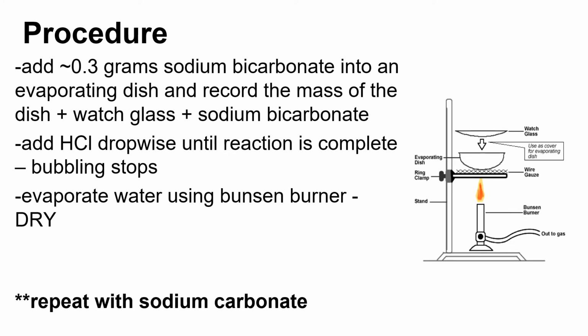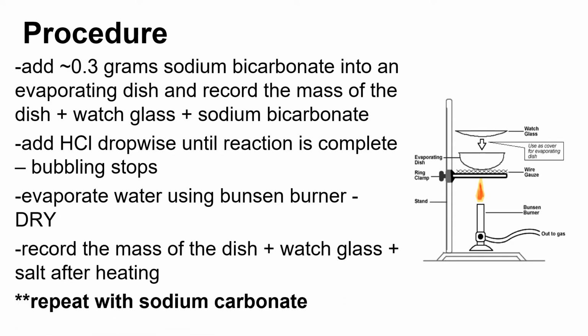So our next step is to use the Bunsen burner, as you see set up here on the right. We're going to dry the salt water basically until it is just dry salt. Then we will record the final mass of the dish, watch glass, and the salt after heating, after that has cooled to room temperature. We will do this process, and then we will repeat this with the sodium carbonate. It's the exact same procedure.